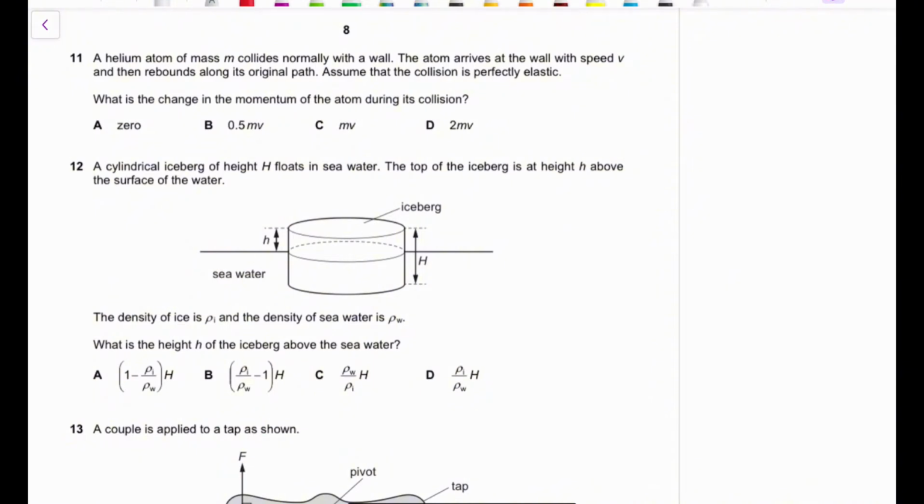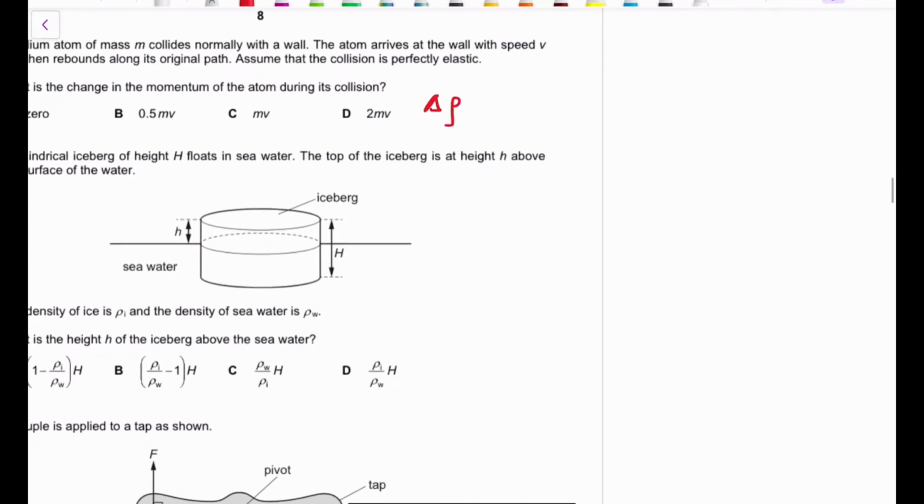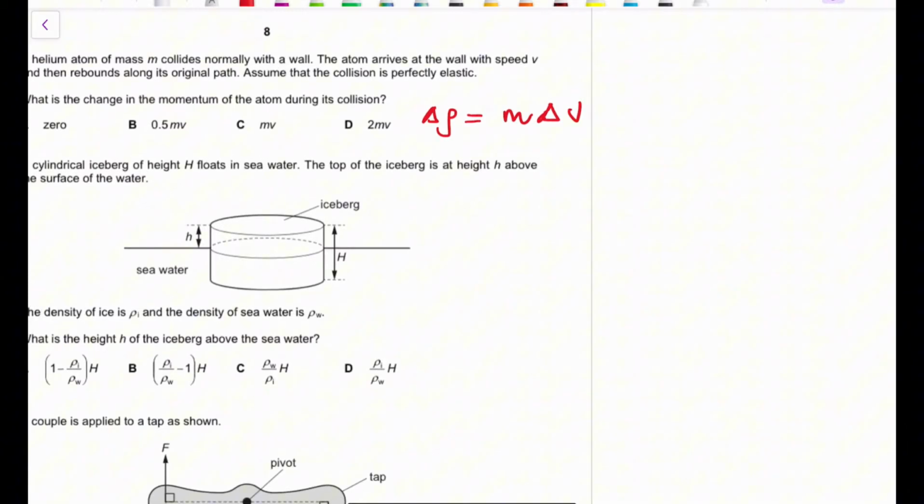What is the change in the momentum? What do we know? We know that the change in momentum is going to be your mass multiplied by your change in velocity, right? But it's going to hit the wall with a certain velocity V, and it's going to rebound from the wall with a certain velocity negative V, because it's in the opposite direction, right? For this, it's going to be m(v minus u), the final velocity minus the initial velocity.